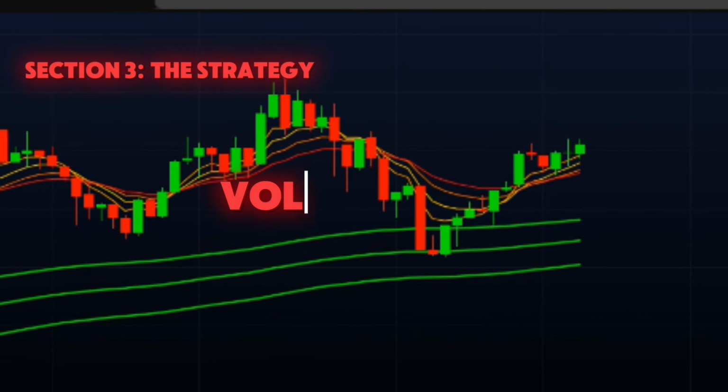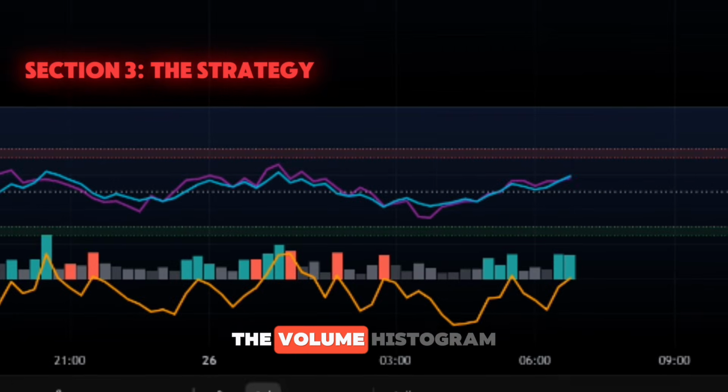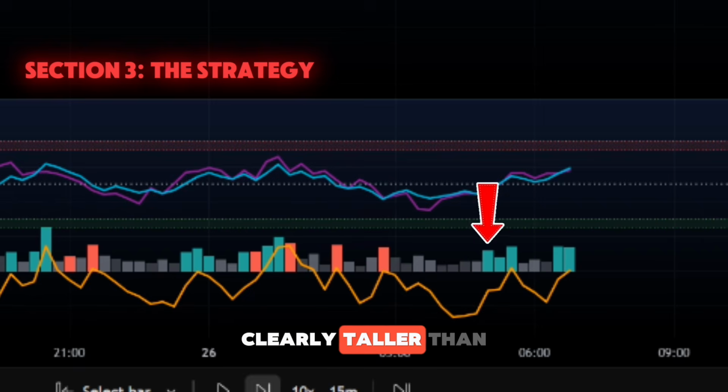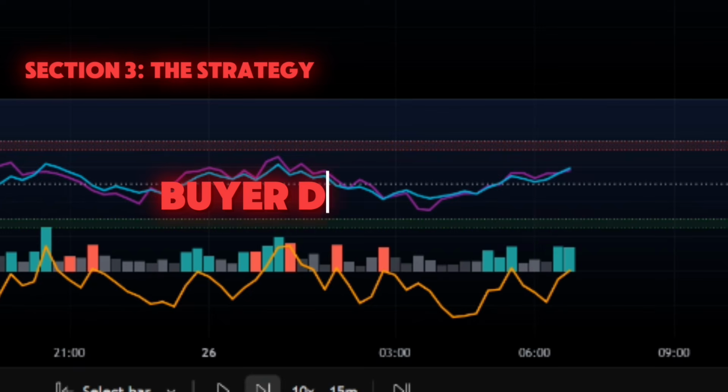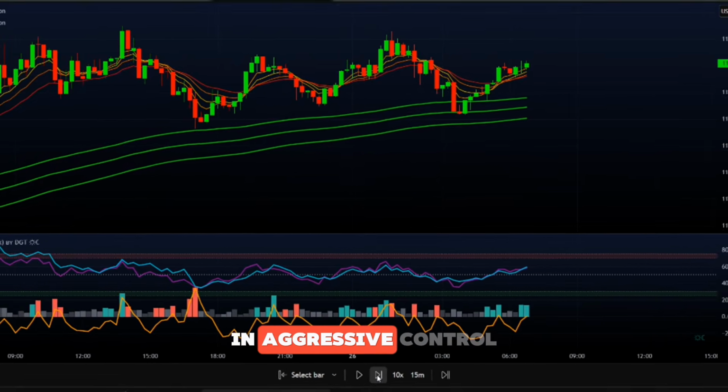Confirmation rules. 5. Volume spike. On that breakout candle, from rule number 4, look at the volume histogram. We need to see a significant volume spike with the bar clearly taller than the orange moving average. 6. Buyer domination. On that same bar, the green buying portion must be significantly larger than the red selling portion. This proves buyers are in aggressive control.